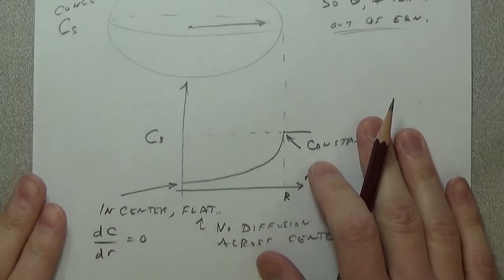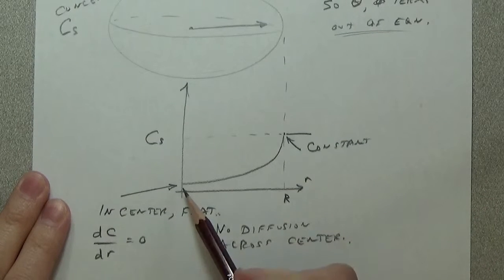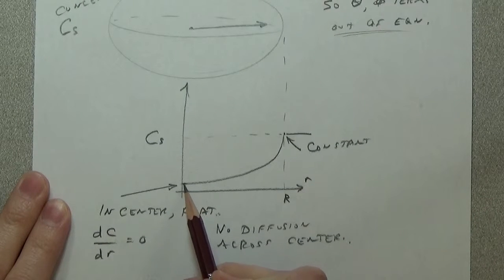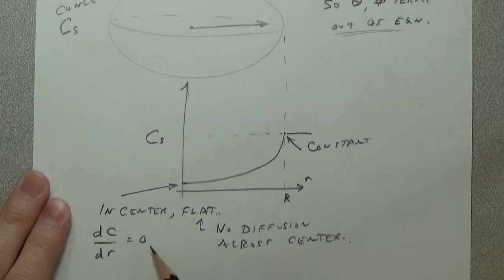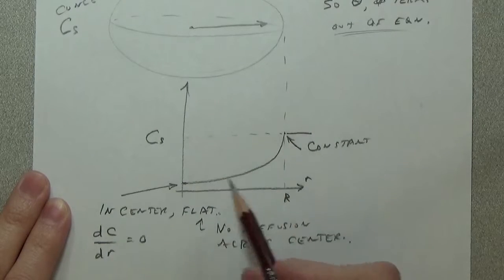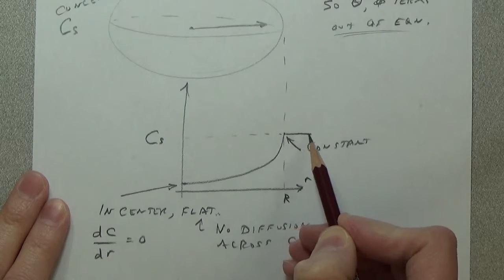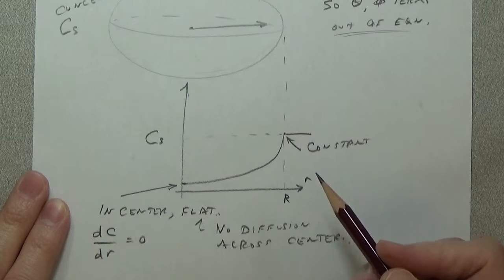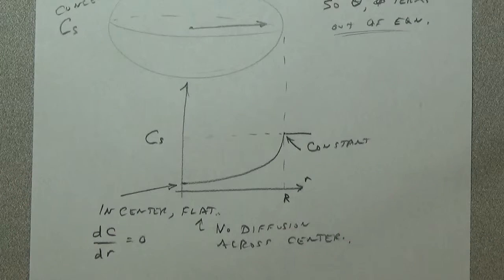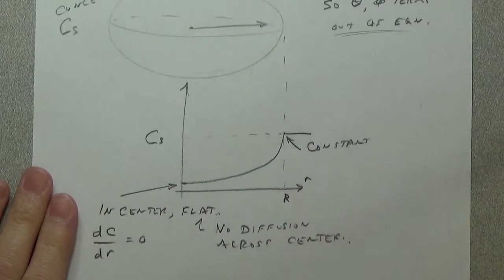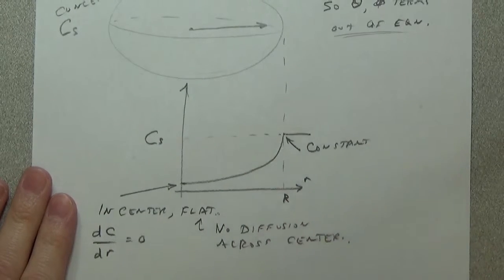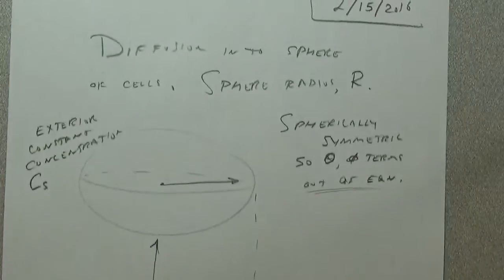Our boundary conditions are going to be that in the center of the sphere, the slope is 0. So dc by dr is equal to 0. So I'm saying c is concentration and r is distance from the center. And then the second boundary condition is that at the exterior, it's held at some constant concentration, which is our first problem. And as we go from this idealized problem to more complex problems, the boundary conditions are going to change. So this is the first problem we're going to solve.